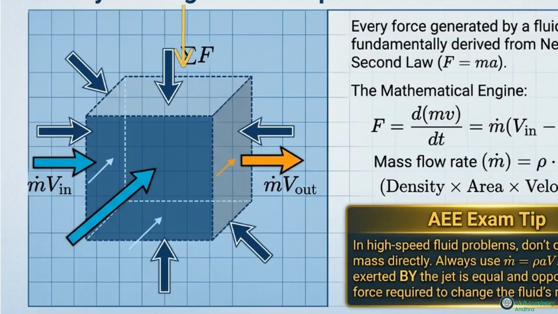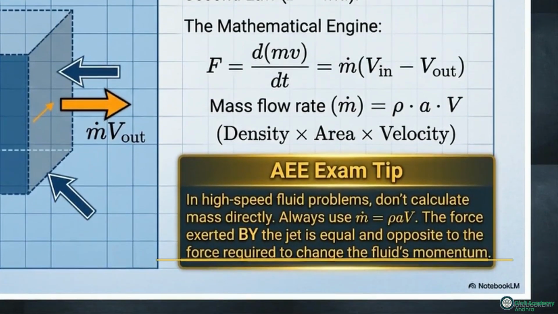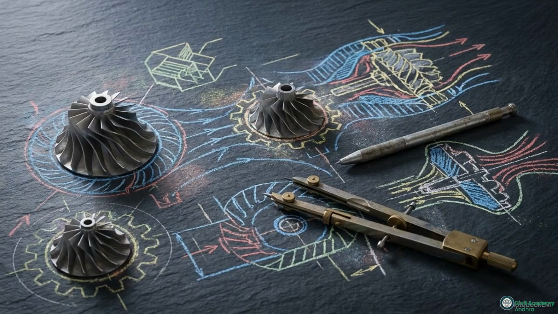This control volume diagram shows mass flow vectors. Engineers calculate mass dynamically as mass flow rate, the product of density, area, and velocity. For exams, remember, the force exerted by the jet equals the force changing the fluid's momentum. Mastering this impulse-momentum relationship provides the basis for all advanced turbine design computations.